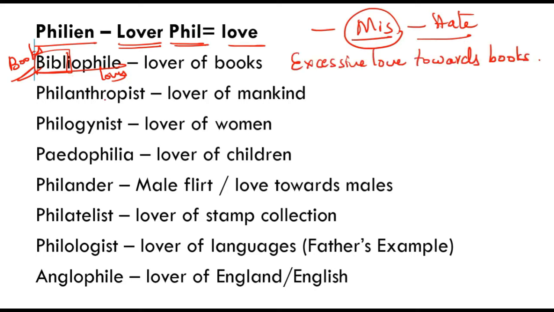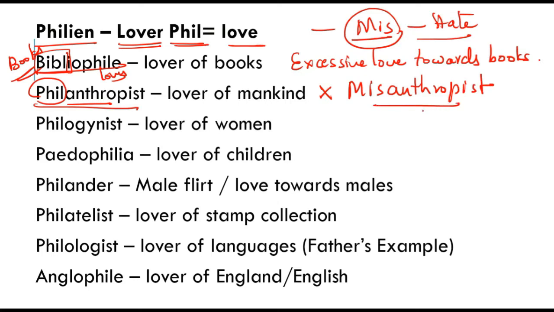Next one, philanthropist. We discussed this when we discussed misanthropist. Philanthropist and misanthropist are antonyms, right? Phil means love, anthro means mankind, lover of mankind who believes in giving charities, helping others is called a philanthropist. Just for your information one more time, misanthropist will be the antonym of philanthropist. Philogynist. Phil means love, gyn means women. So if you have excessive love towards women, you are actually called a philogynist.